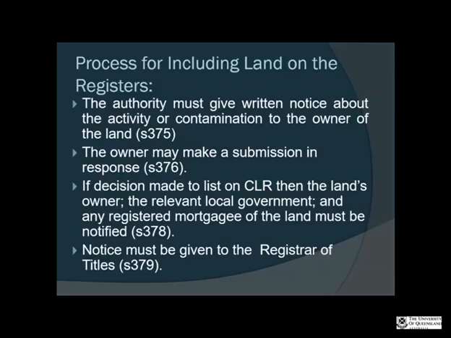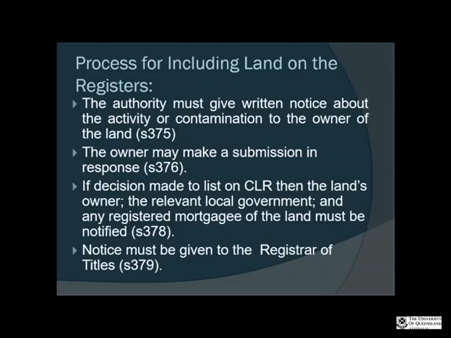They have to notify the owner, the local government, because obviously they don't want the local government approving a use of the site that's inconsistent with its contamination. Okay, so they have to notify the local government so the local government knows not to go ahead and say, yes, you can have a residential use on this site. And they also have to let the registered mortgagee know. So they have to let the bank know that the asset that their debt is against is affected by contamination, and so on and so forth. And then the registrar of titles is notified.